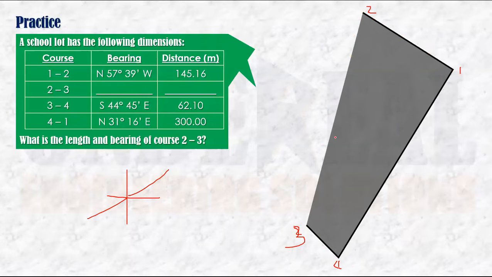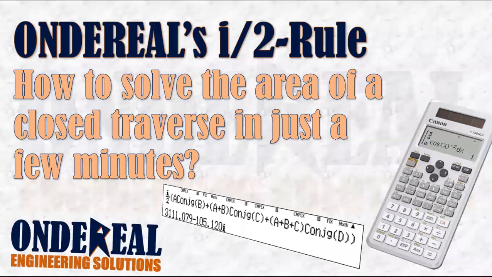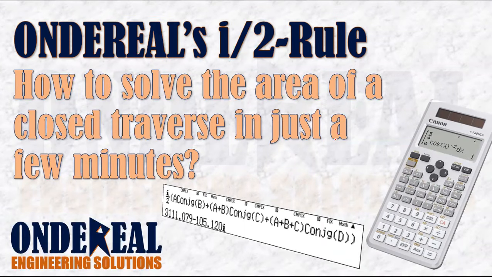As easy as that. Well, in part 2, I'll be solving the area of a closed traverse in just a few minutes. There's a shortcut way instead of using the conventional way, which are DMD and DPD method. And I call this the On the Real 1 over 2 rule. Okay, so as you can see, parang kita yun na yung hint, no? Yan yung formula. But check it out na lang sa part 2.